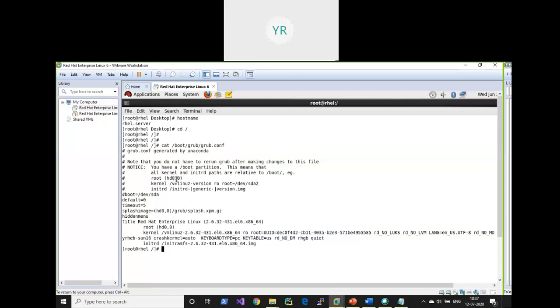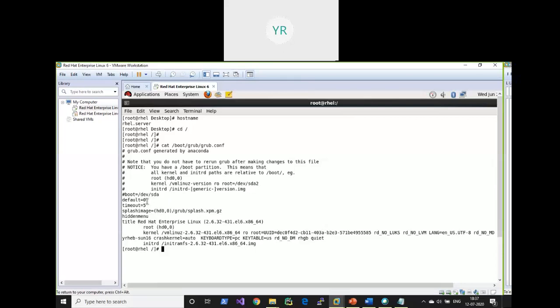Look here, root (hd0,0) means our hard disk, in the first sector. Execute that one. Kernel, and our vmlinuz version. If you look here, initrd. Initrd is a temporary root file system. Before loading the kernel, it will load all the drivers needed to access the partitions. And if you see here, boot, where the bootloader will be, boot equals /dev/sda. So it will always take the bootloader from this first hard disk, again in that first sector.